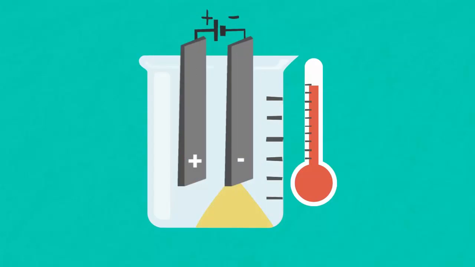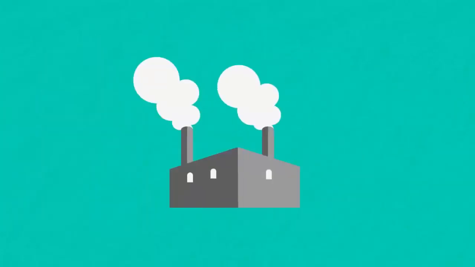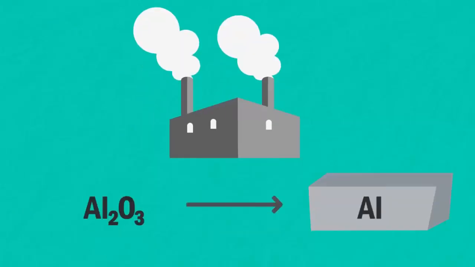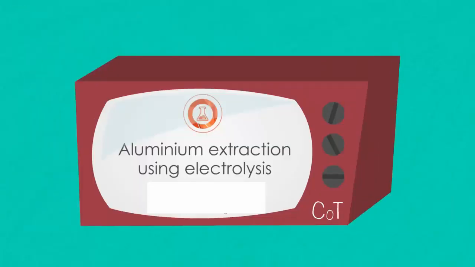And the process is actually quite useful and is used a lot in industrial processes. One such example is the industrial extraction of aluminium from aluminium oxide, and it's explained in more detail in our lesson, Aluminium Extraction Using Electrolysis.